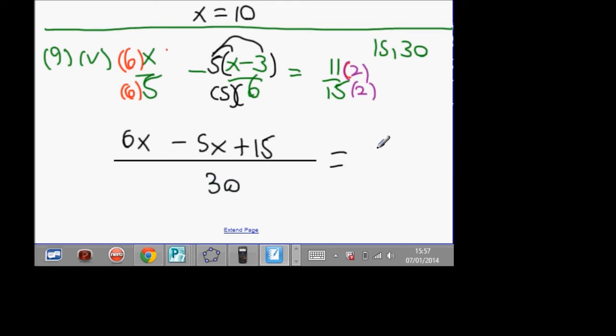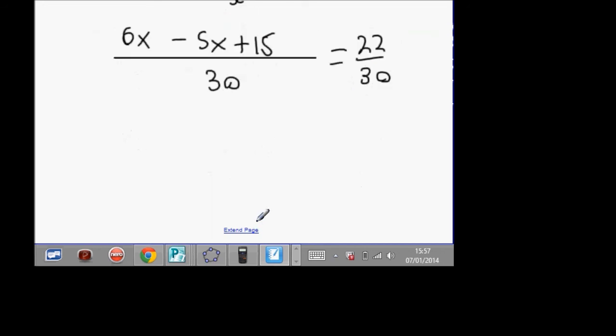Orson, take it up. 2 times 11 is 22, over 30. Then what? Then you cross out the 30s. And then 6x minus 5x is 1x. Next, bring over the 15. 22 minus 15, x equals 7. Okay, guys.